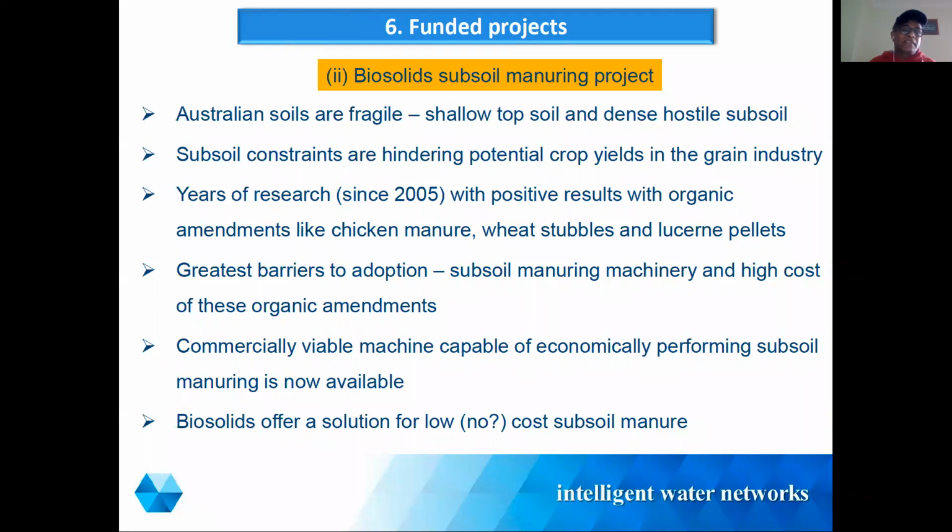But in the last 2-3 years, commercially available machines capable of incorporating biosolids into the subsoil have become available, and we think biosolids offer a solution here. Biosolids can substitute for the role of chicken manure and lucerne pellets. Please keep in mind, chicken manure is not cheap at all. Lucerne pellets are both expensive. So that is that project.